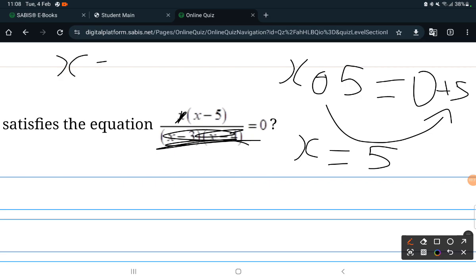So the final answers are x equals 0, because whenever you have an x outside the brackets, just know that 0 is always going to be a solution. It's common sense. And then focus on what's inside the bracket. Take the constant to the other side, as we did here. Minus 5 changes to plus 5, so x equals 5. So x equals 0 and x equals 5 are the two values that satisfy this equation.